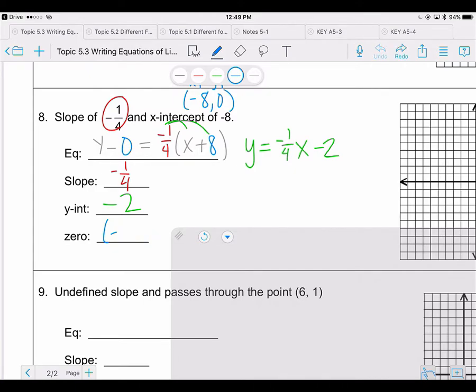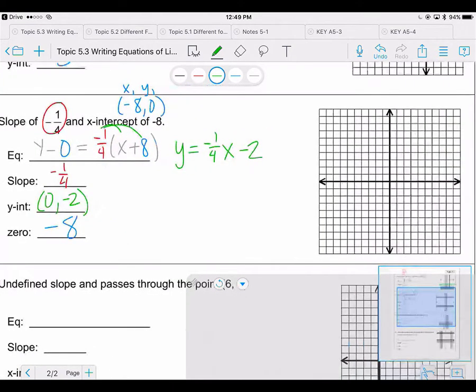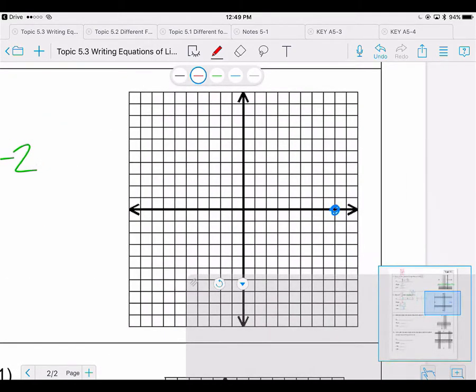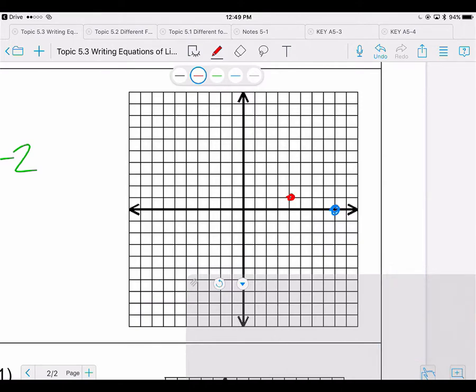Oh, sorry. When it says 0, they are asking for a number. When it says intercept, they are asking for a point. So this is the point 0, -2. We can also plot the point, x equals -8. Slope of -1/4 means down 1, right 4, but we can't do that, so we can also go up and to the left, up and to the left, up and to the left, up and to the left.